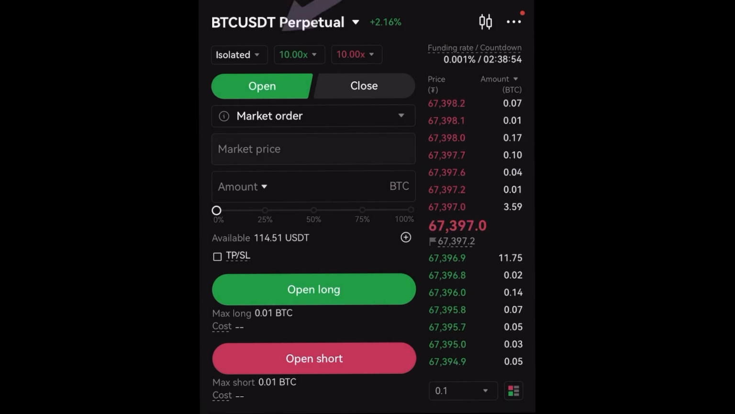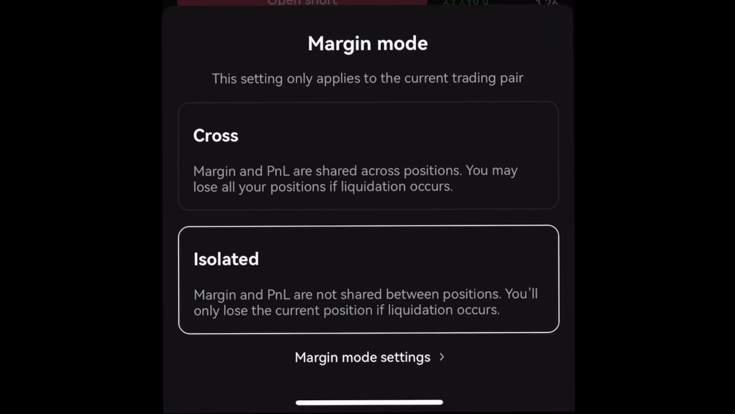Then below it, we have where it says isolated. This is where you select your margin. We have two types of margin mode. The first one is the cross margin, and the second one is isolated margin. Cross margin simply means margin and P&L are shared across positions. You may lose all your positions if liquidation occurs.